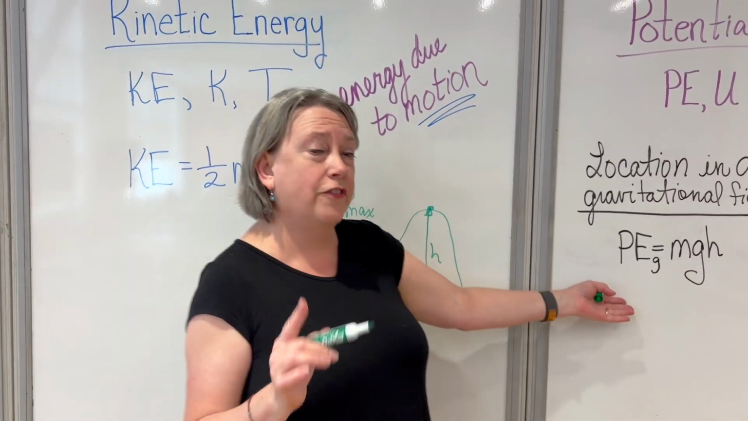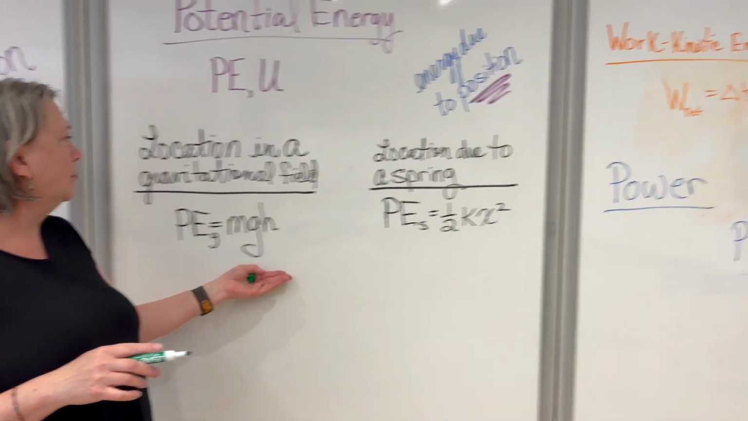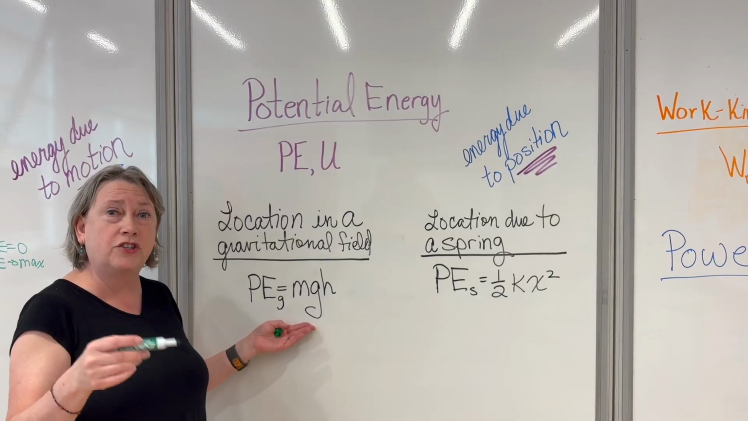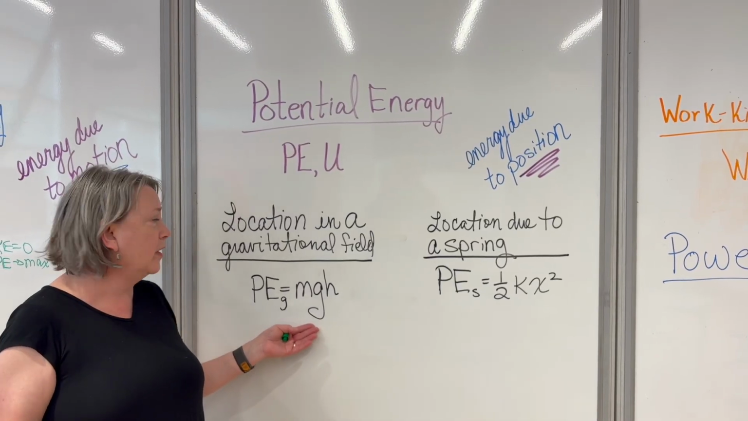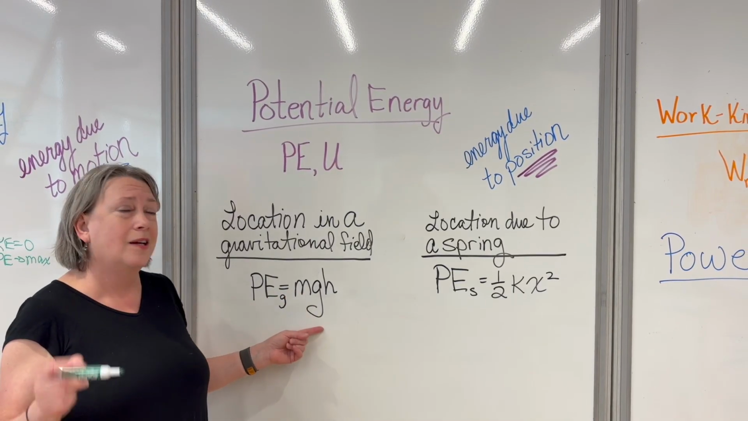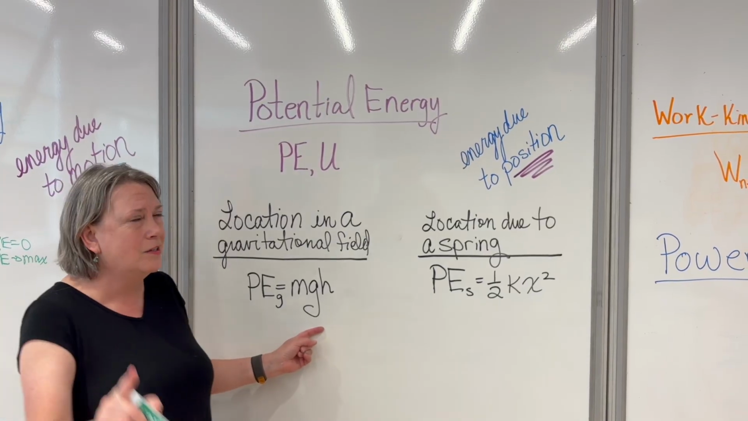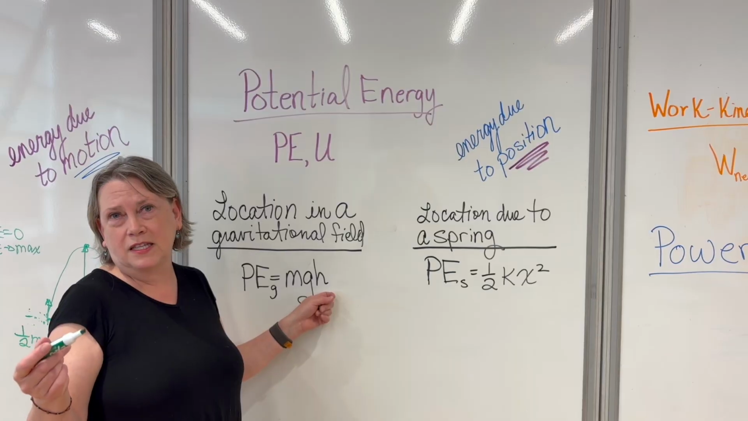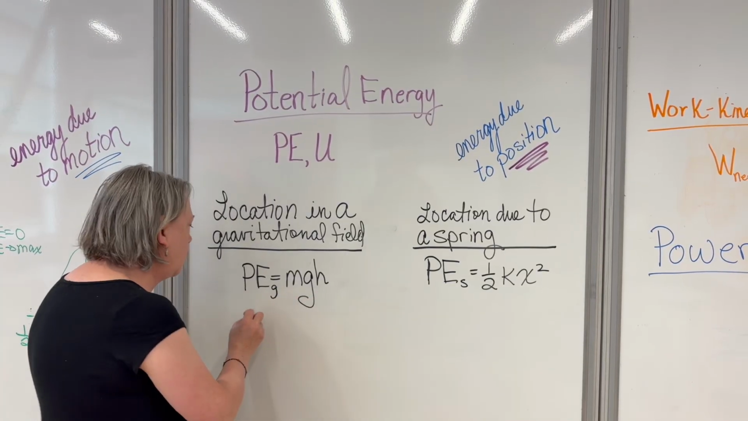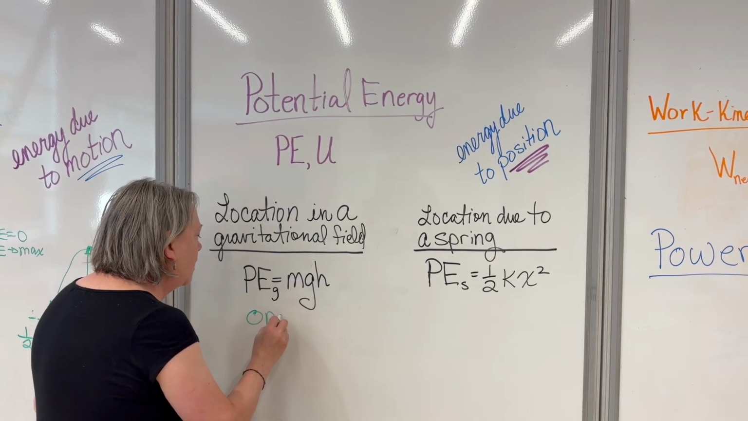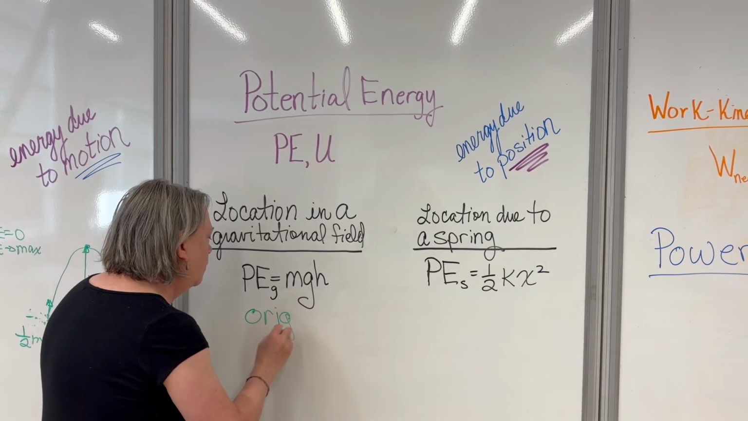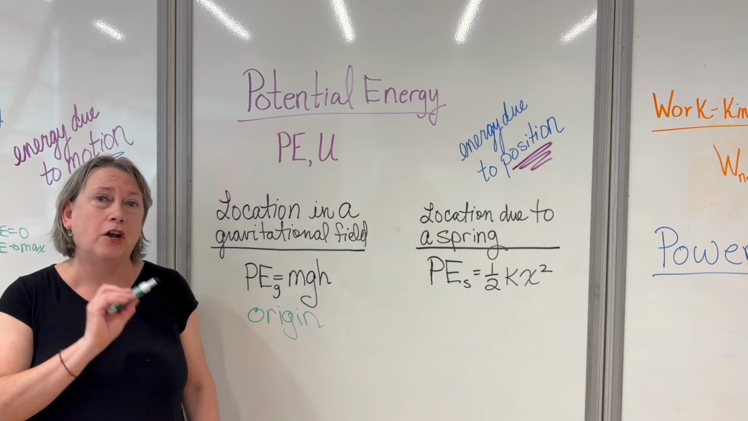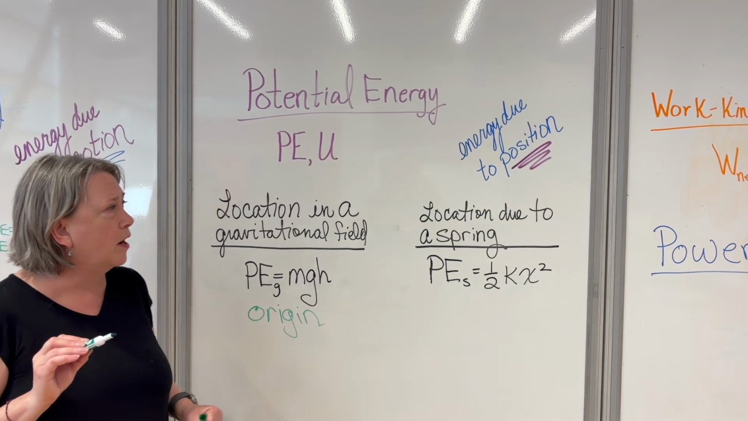All right, so that's our first potential energy. It's due to position in a gravitational field, and the way we're going to calculate that is mass times the magnitude of gravity, don't put a negative sign in there, times h. That's the height. And so this really depends on picking an origin. That's going to be an early step in most of these problems.